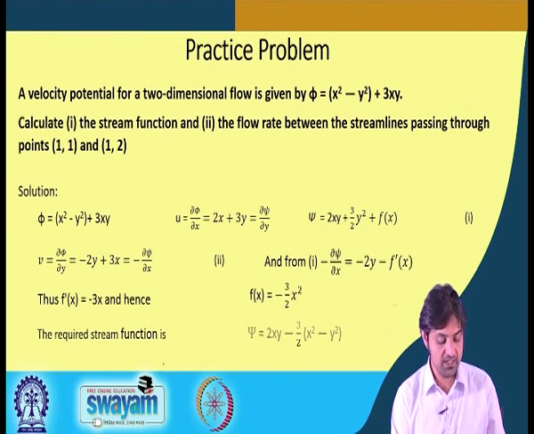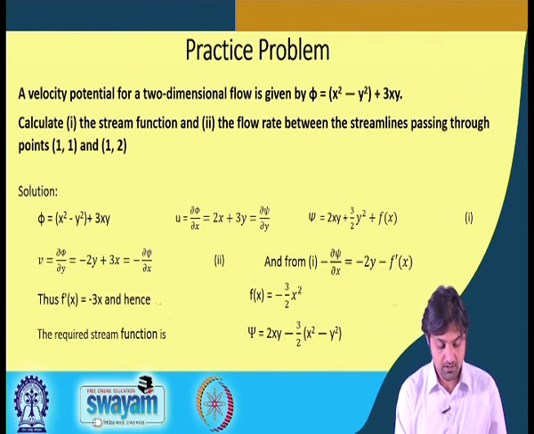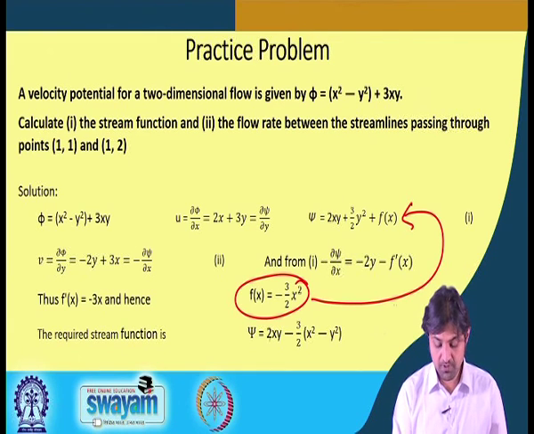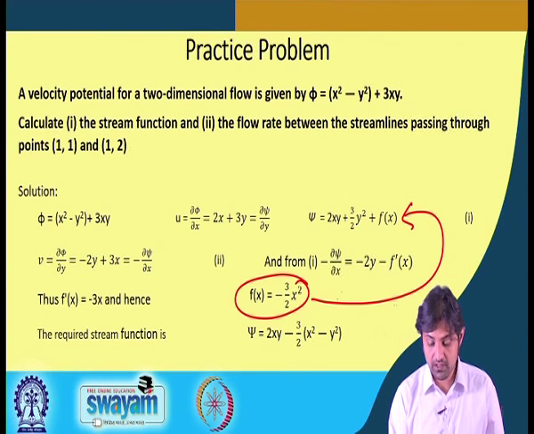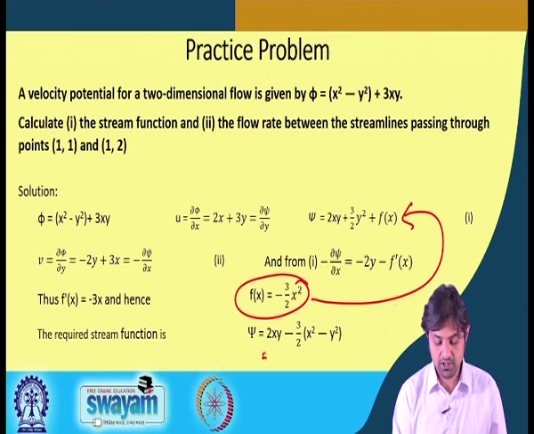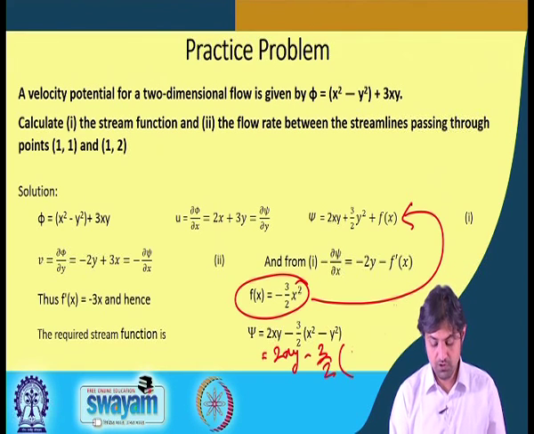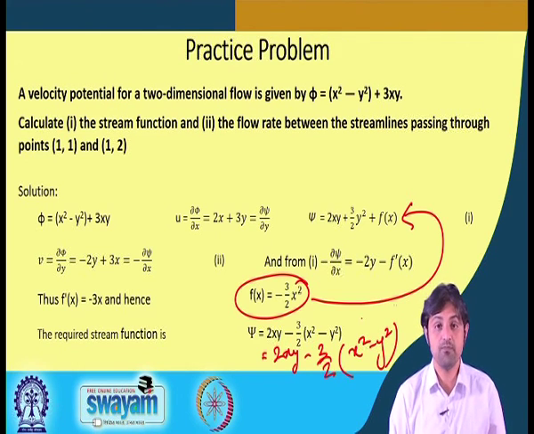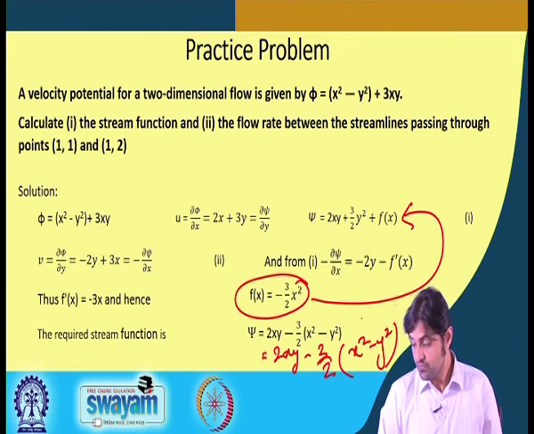Therefore, the required stream function will be, we substitute f of x from here into 1 to obtain 2xy plus 3 by 2 y square minus 3 by 2 x square. So, it can be written as 2xy minus 3 by 2 x square minus y square, same as this.